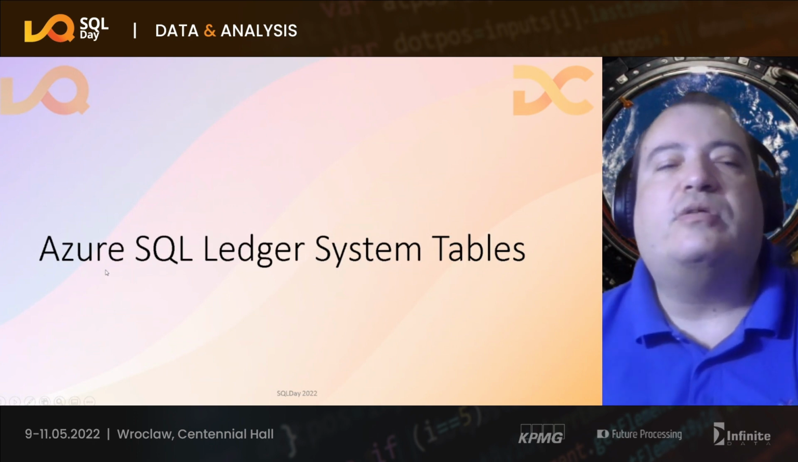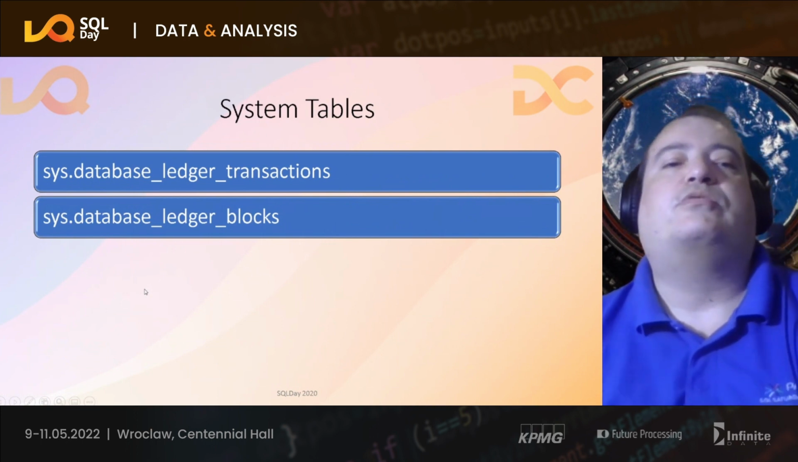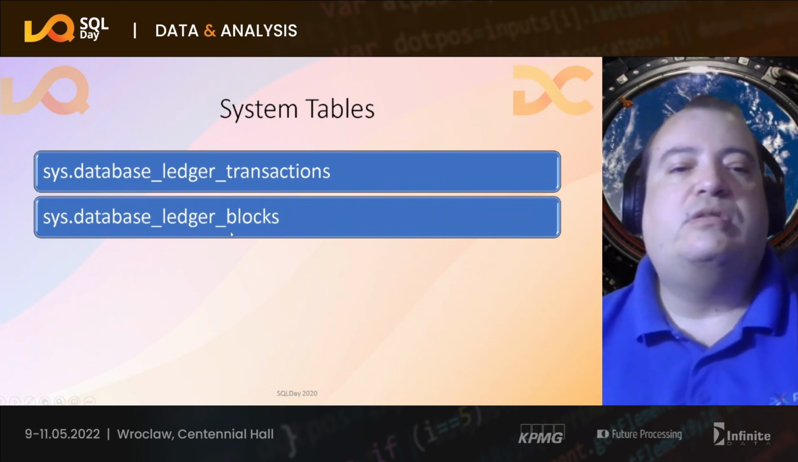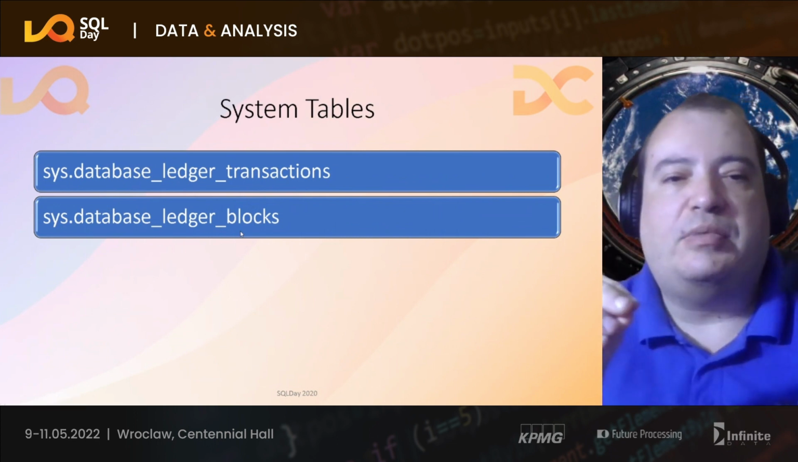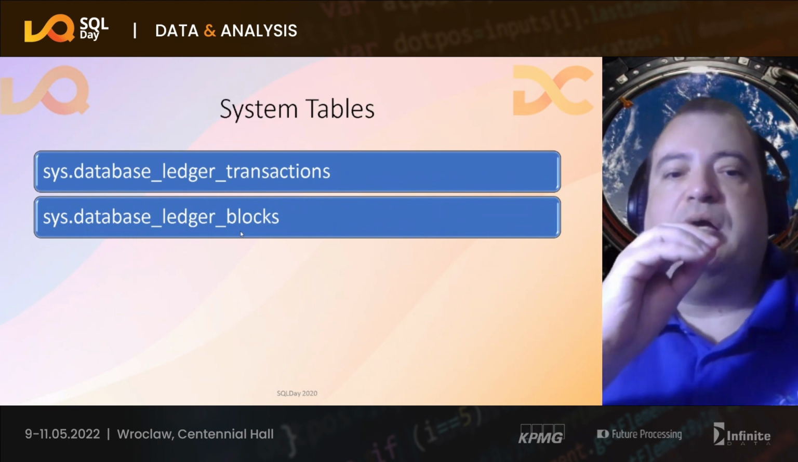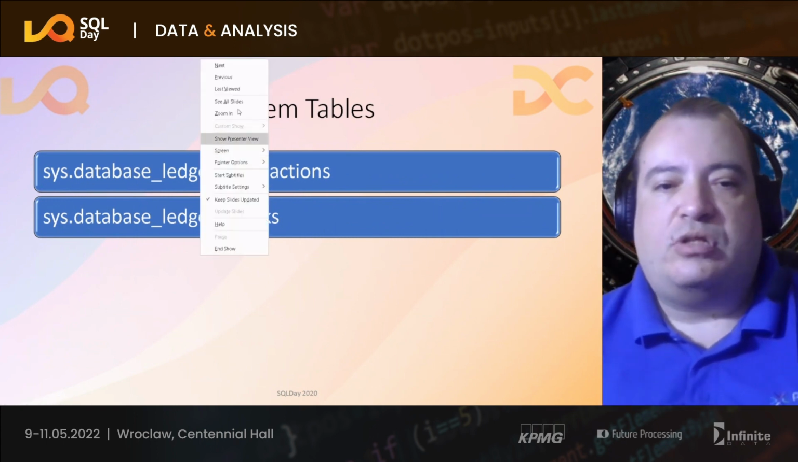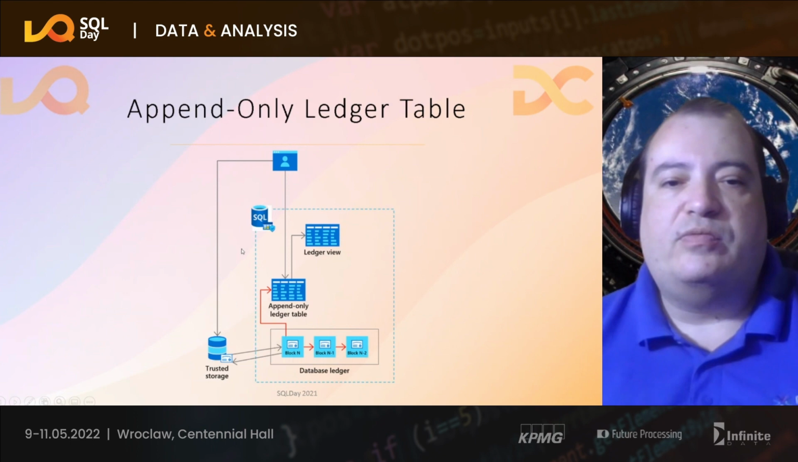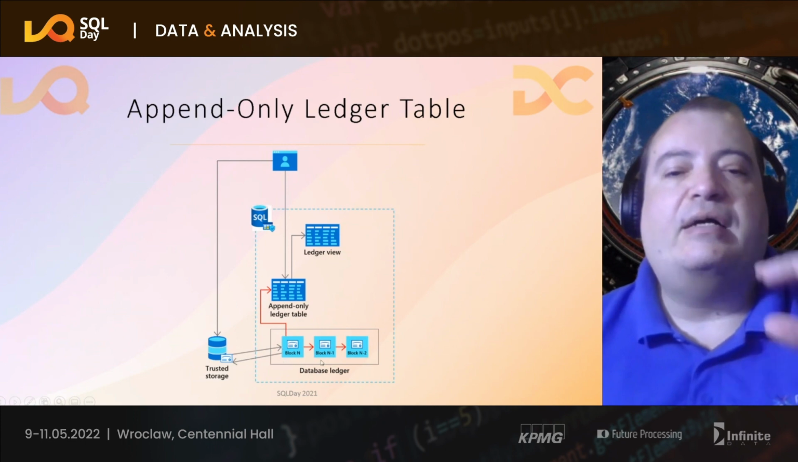So, Azure SQL Ledger system tables. We have tables which record every transaction and every block that will be registering the changes in the database. We have transactions, and these transactions will generate hashes, and the hashes will be saved in blocks. These two tables are the core tables that I just illustrated on a previous slide. They are underneath the ledger table.